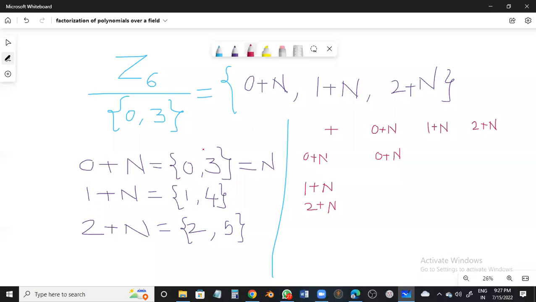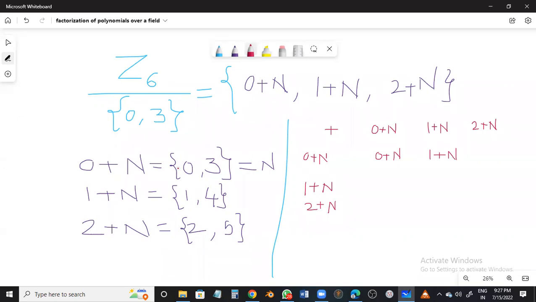So if I add 0 plus n to 1 plus n, what is going to happen? 0 plus 1, I'll get 1. 1 plus n. 3 plus 4, how much? 1. 1 again. Okay, 1 plus 3 is 4. 0 plus 4 is 4. Yes. So what set did I get back? 1 plus n I got. You can check it.